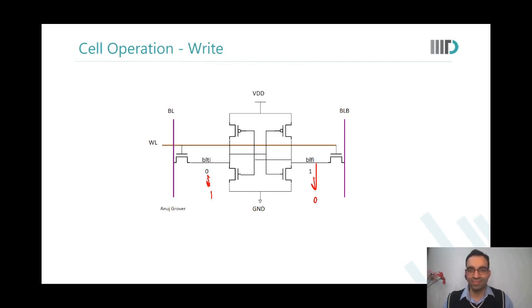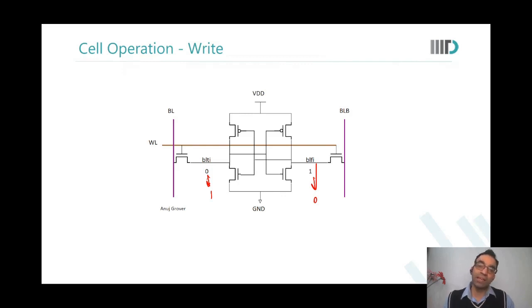Sir, we'll set the bit line. So if you want to write a 1, we'll set the bit line high by the write driver and we'll turn on the word line. What about bit line bar? Yes, bit line bar will be the complement of bit line, which will be written.